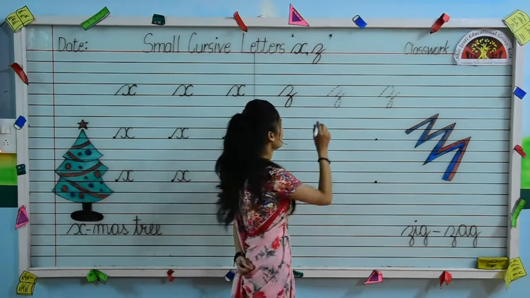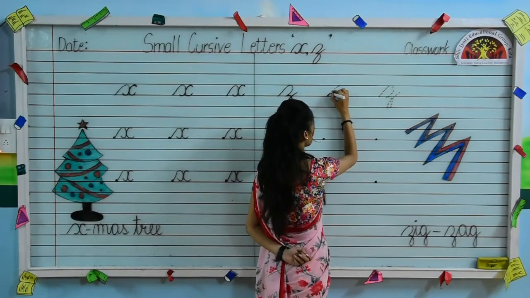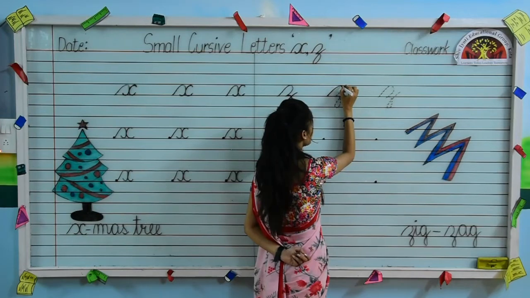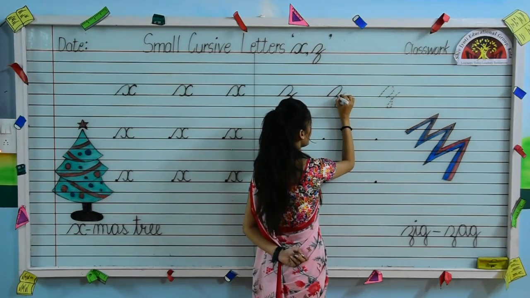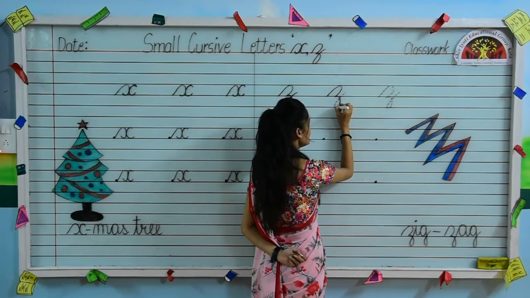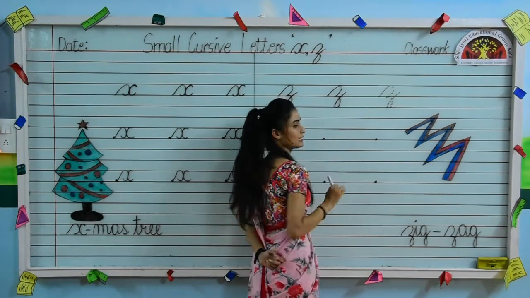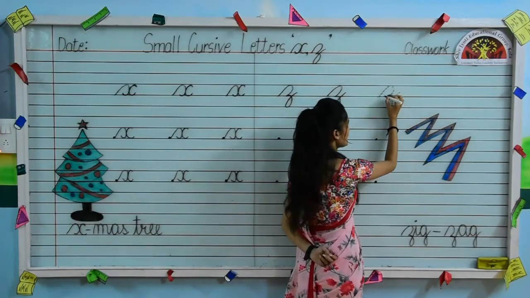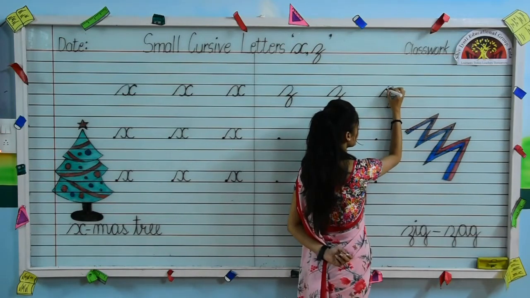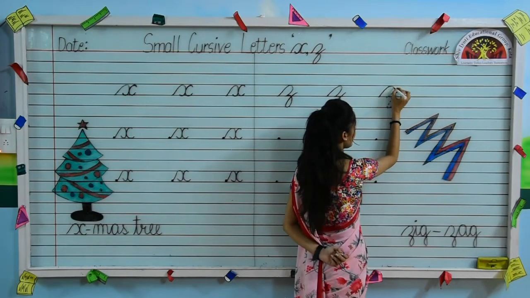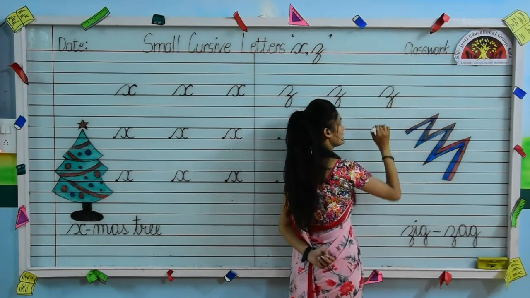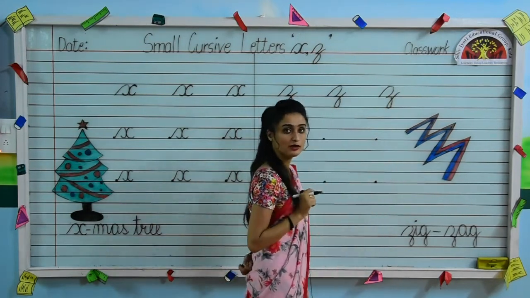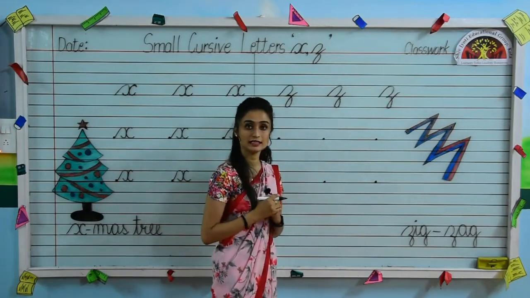Okay kids? Once again look over here, slanting line, from the third line touch the second line, then come down, make a curve, again a curve, then a loop like this. Okay? For the last time look over here, slanting line, touch the second line, make a curve, again make a curve, touch the fourth line and a loop like this. So this way kids, you have to trace your small cursive letter Z.